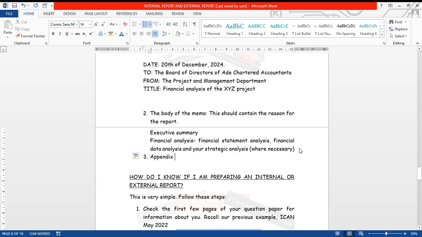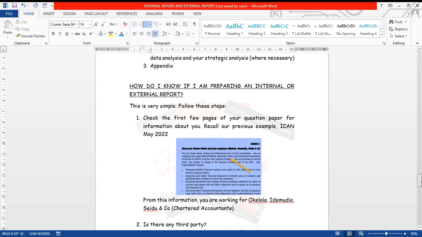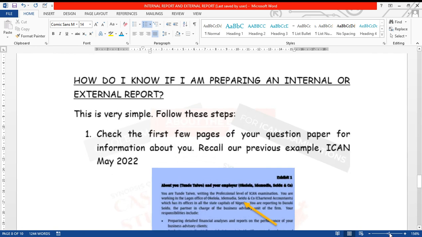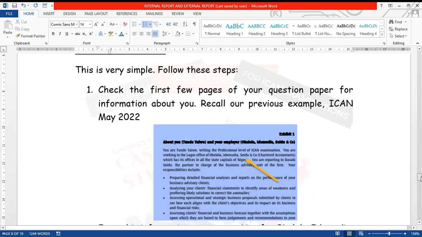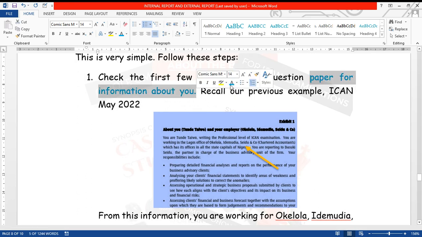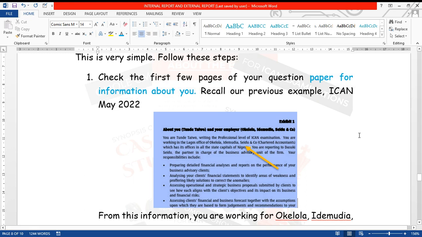So now the very big question: how do I know if I'm preparing an internal or external report? I just want to follow some steps that I actually highlighted for you. Because of the picture I put, let me increase this. Yes. So I'll still be using that May 2022 diet so that I can understand. The first thing is to check the first few pages of your question paper for information about you. They always tell you information about you, like, oh, you are so-and-so, you're working for so-and-so.